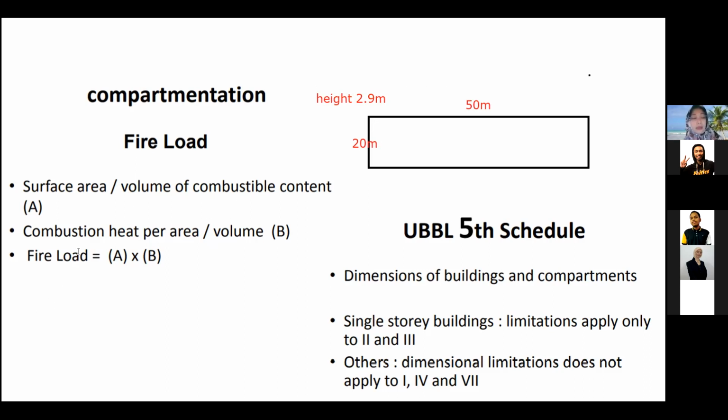Okay. Combustion heat per area, per volume. So surface area times height is volume: 50 times 20 times 2.9. Okay, you get here. What is the answer? 2.9 times 50 times 20. We get 2900.